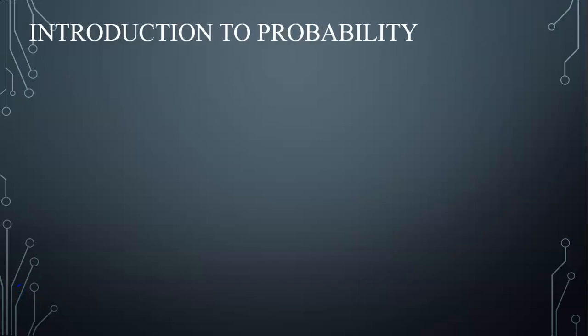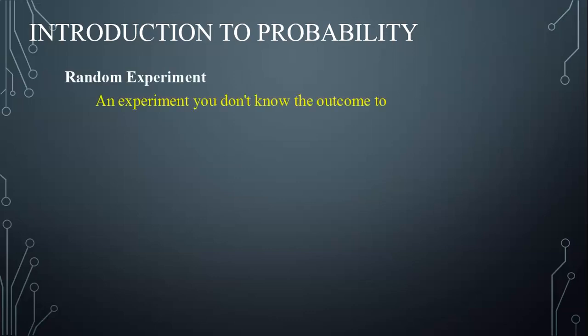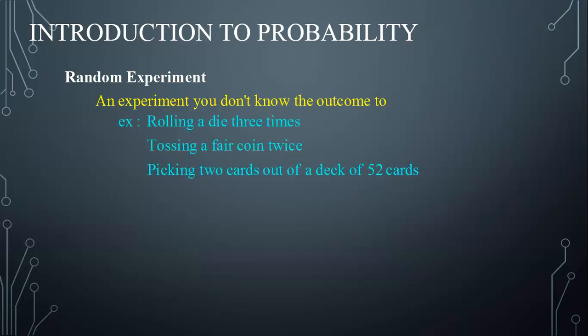In this lesson, we're going to give a brief introduction to probability. Now, what is a random experiment? A random experiment is an experiment that you don't know the outcome to. For example, when we roll a die 3 times or toss a fair coin or pick a certain number of cards out of a deck of cards. Now, these are examples of random experiments because we don't know what their outcome is.